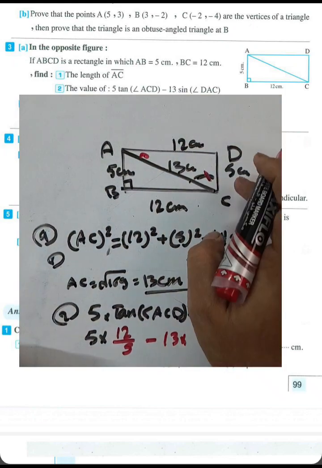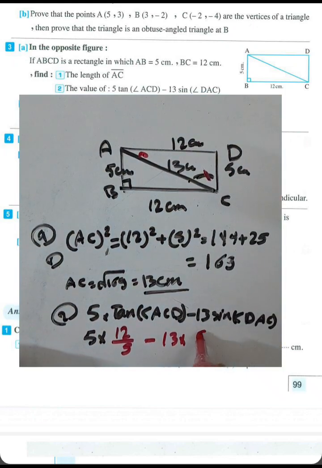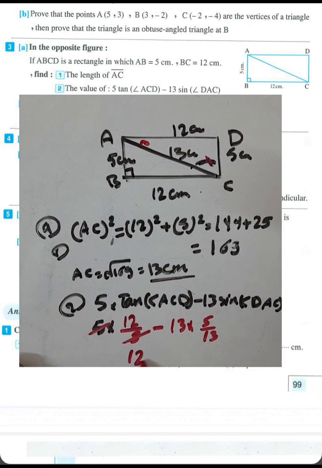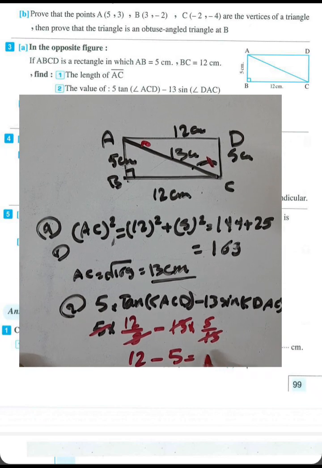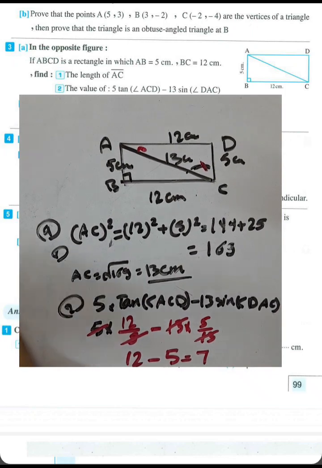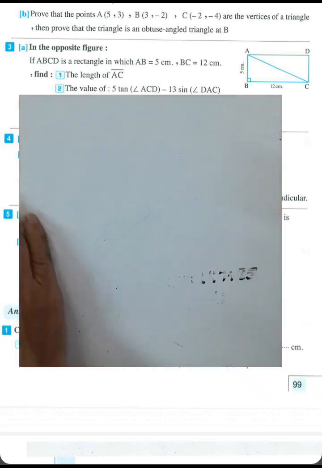Sine will be opposite over hypotenuse, right? 5 over 13, and then you can cancel 5 by 5. It will be 12 here, and 13 divided by 13, the result will be 12 minus 5, the result will be 7. Okay, that's question number 2. Now question number 4.